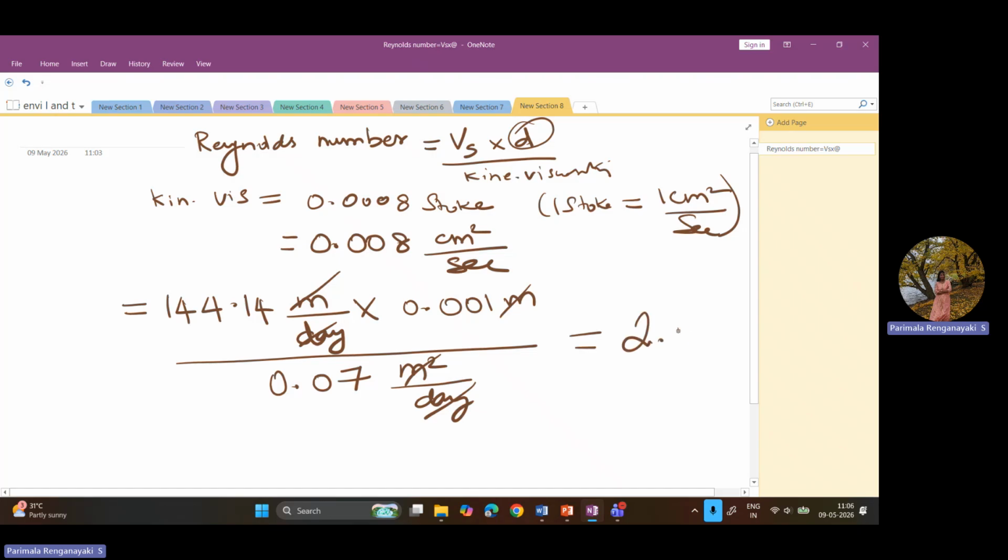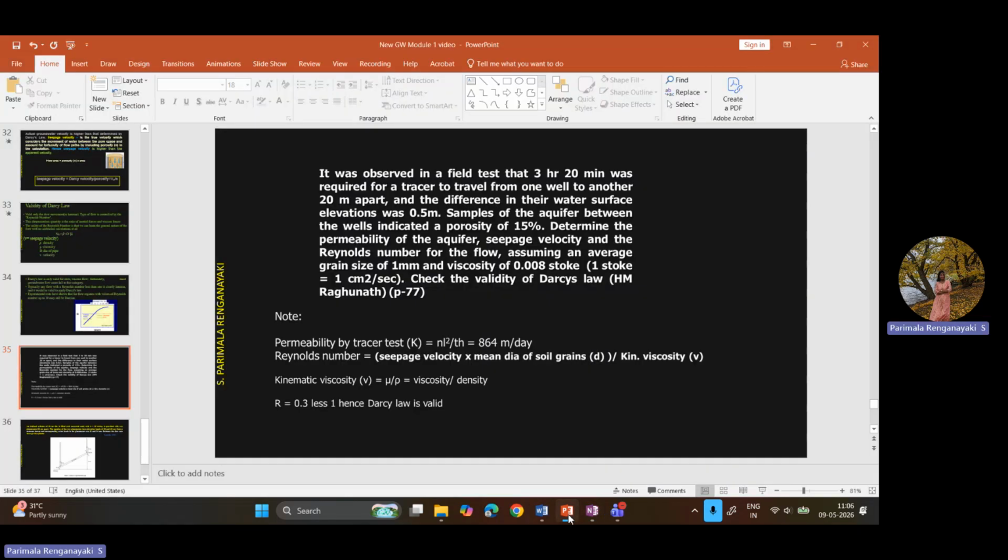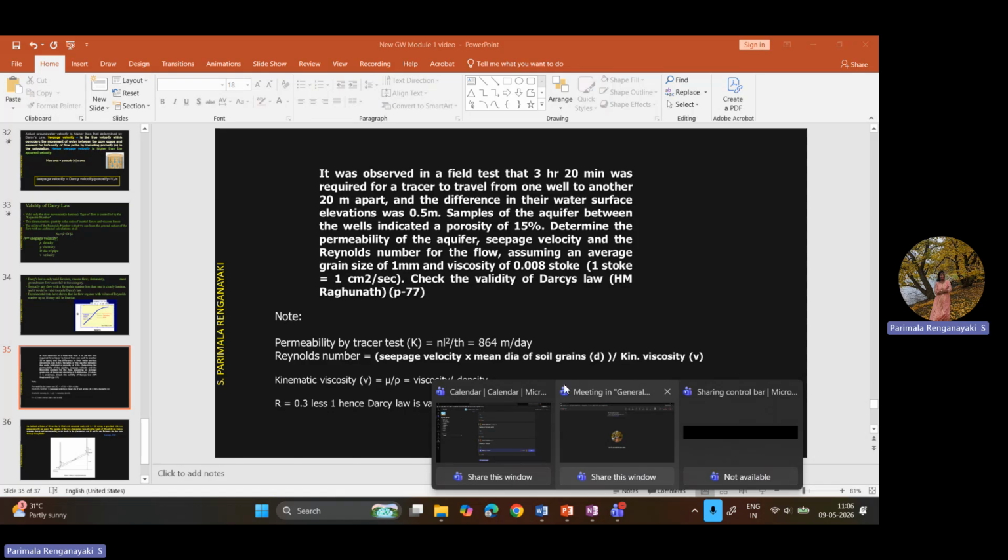So this value comes under 2.06. Now whether it is valid or not: less than 1 or up to 10 also, the Darcy law is valid. So as the Reynolds number is between 1 and 10, the Darcy law is valid. So now we are done with this.